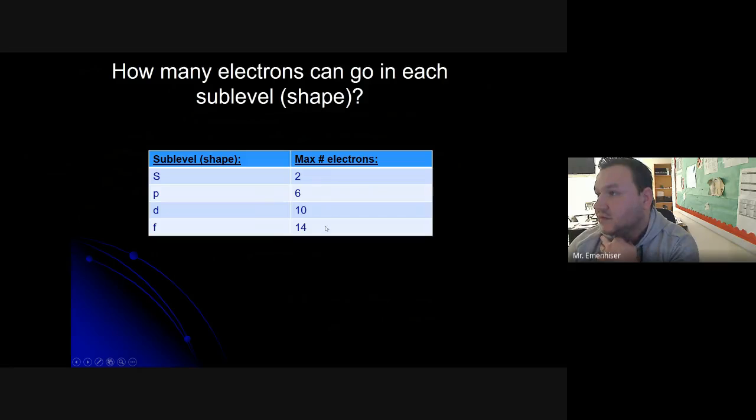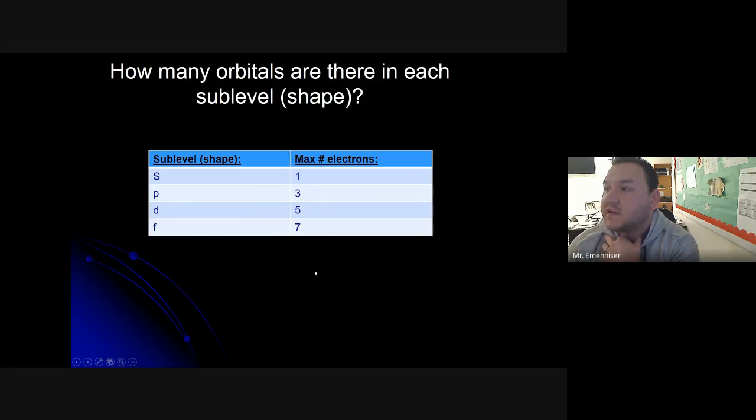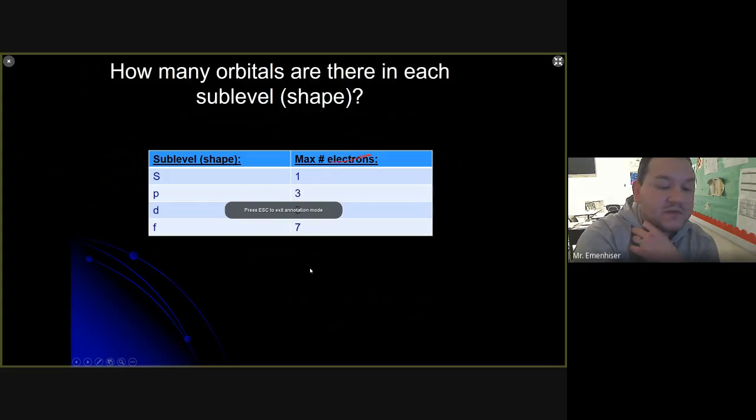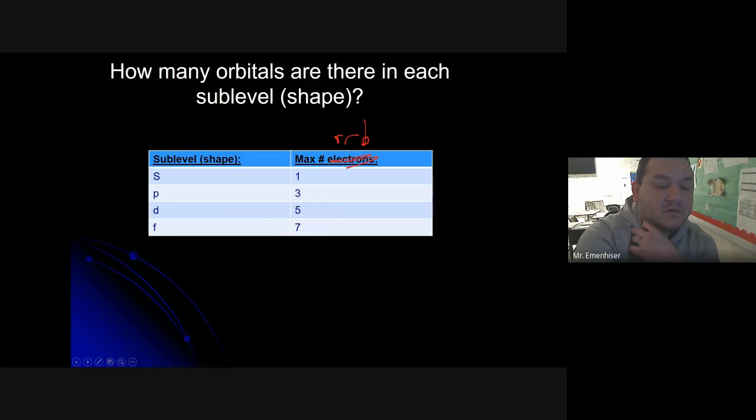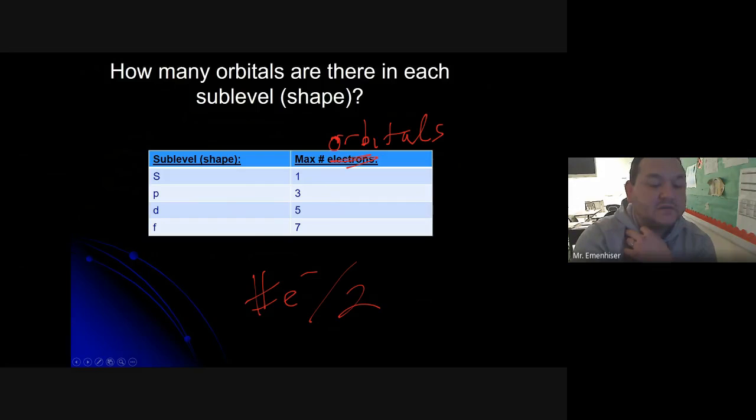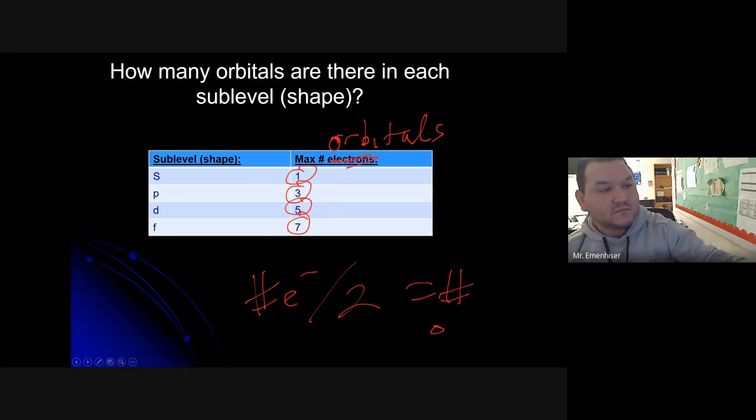Now, how many orbitals can fit in each? This is orbitals here. Apologize. So how many orbitals can fit in each? What you can do is take the number of electrons and divide it by 2 to get the number of orbitals. Okay, an orbital is a space where 2 electrons can hang out. So there's 1 orbital in the S, there's 3 in the P, there's 5 in the D, and there's 7 in the F. Okay.